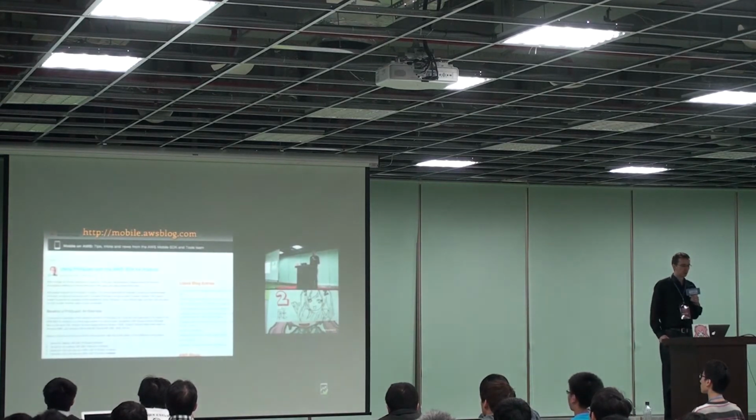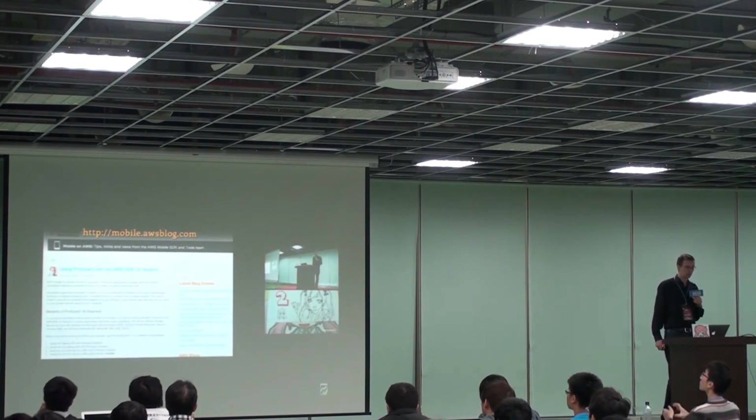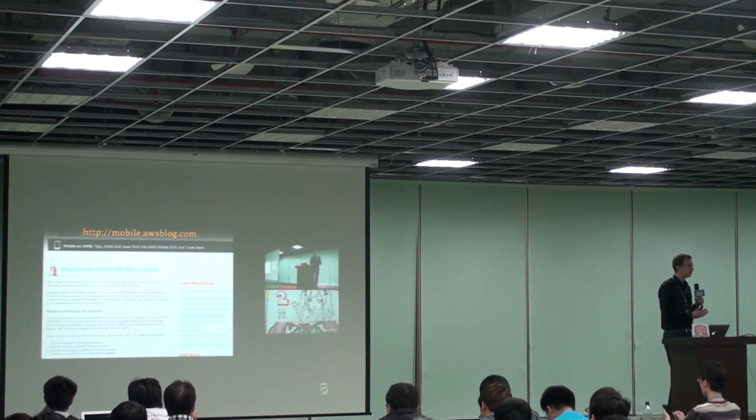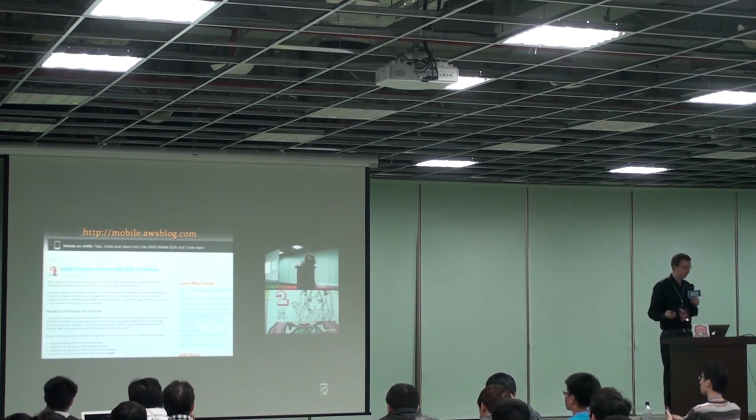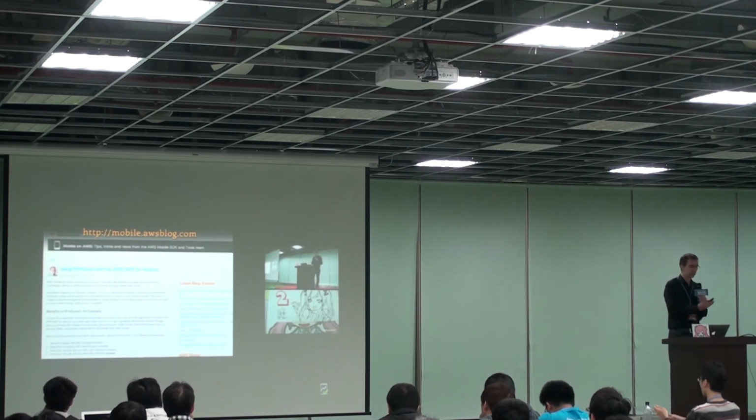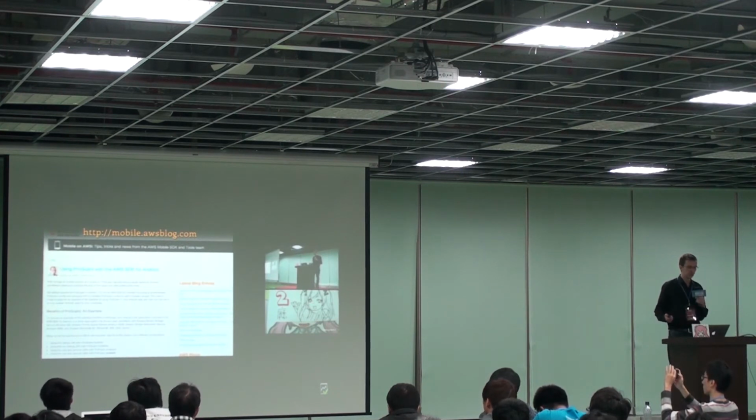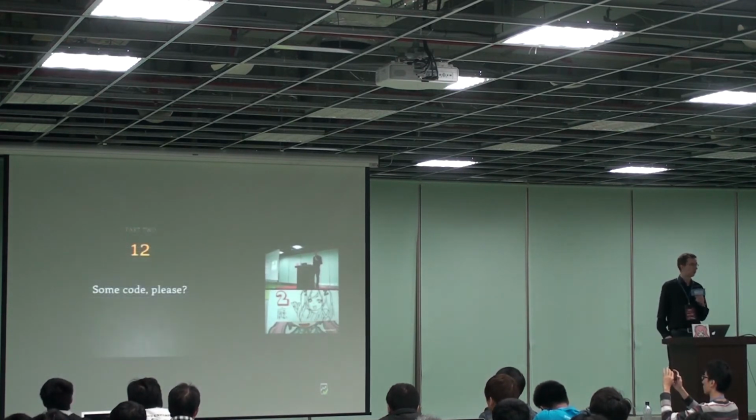For mobile developers, we have a blog. It's called mobile.awsblog.com. That's a really great place because the AWS engineering team for mobile is putting their tips and tricks, new service announcements, best practices, documentation, SDKs, everything. That's a great place to start. All right.